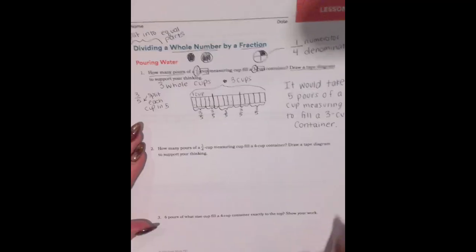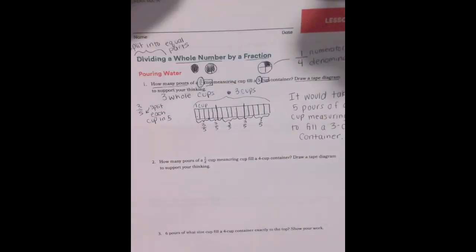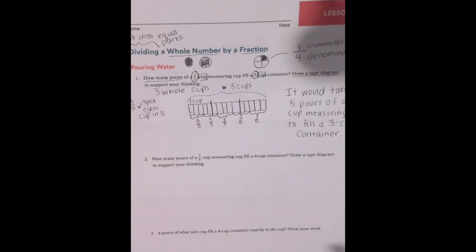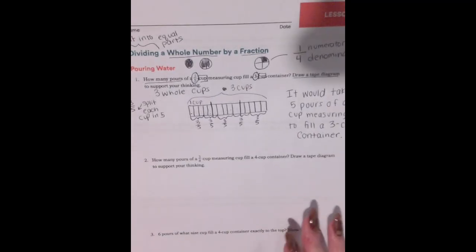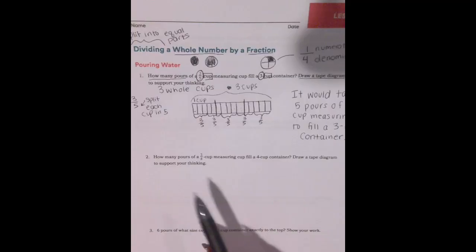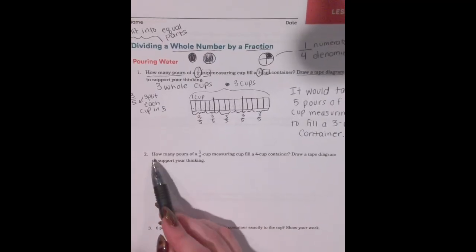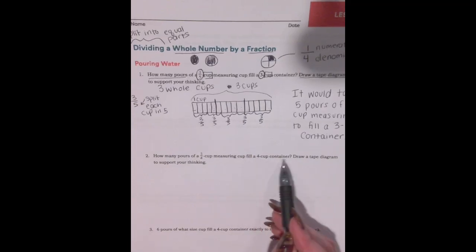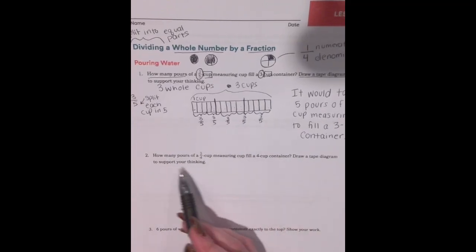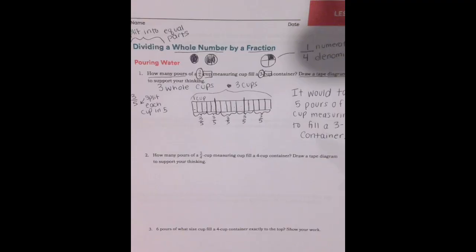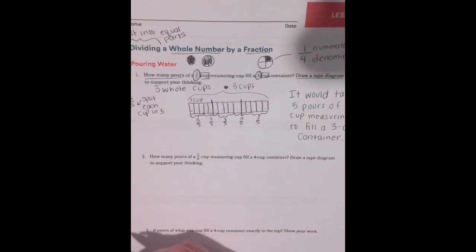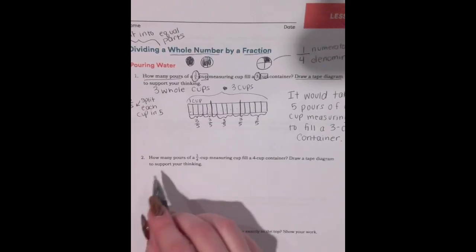So at this point, I would like you to think. Sorry, I'm learning how to use this. So we're going to read it, and then I'm going to ask a question that I want you to think about. It says, how many pours of a 3/4 cup measuring cup fill a 4-cup container? Draw a tape diagram to support your thinking. If you notice, number 2 is exactly like number 1, it just has different numbers. So we are going to annotate it on our second read through.